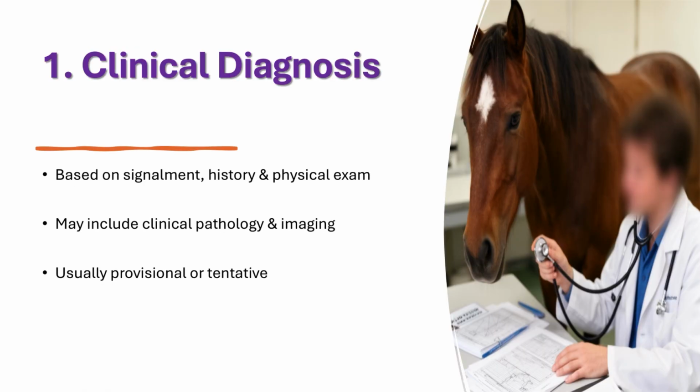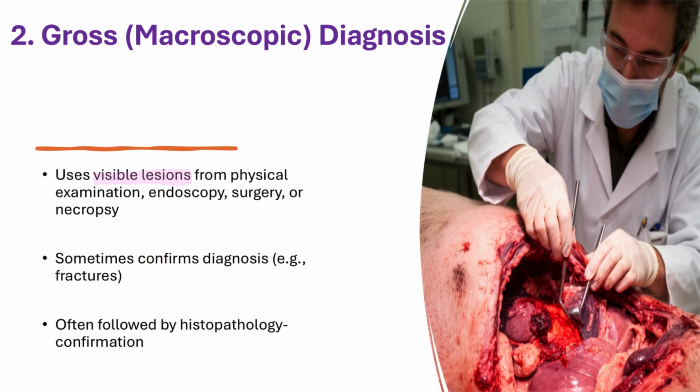A clinical diagnosis is formed primarily from the animal's basic information, such as age, sex, and breed, along with its history and the findings from a physical examination. Even when laboratory results or imaging studies are available, this type of diagnosis is often only provisional, helping guide initial decision-making. A gross diagnosis is developed by examining lesions that can be seen without a microscope. These observations may come from a physical examination, an endoscopic procedure, surgery, or a necropsy. In some cases, gross findings alone can confirm a diagnosis, such as visible fractures or obvious traumatic injuries. However, most visual assessments are followed by histopathology to confirm the nature of the lesion.